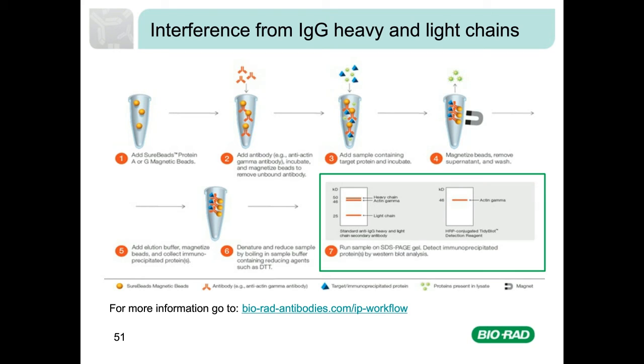TidyBlot is also especially useful when the identification of new interaction partners by co-IP is desired. Using conventional secondary antibodies may result in you missing out on detecting a new interaction partner, as this protein might be masked by the chains.